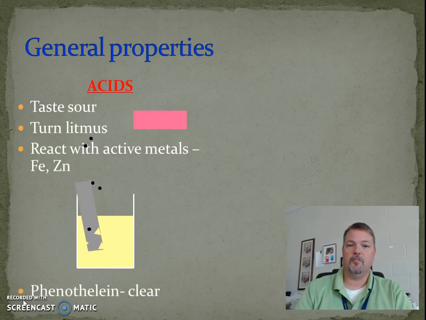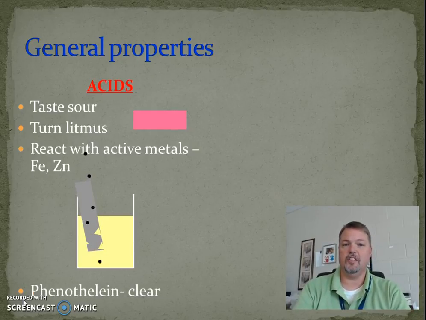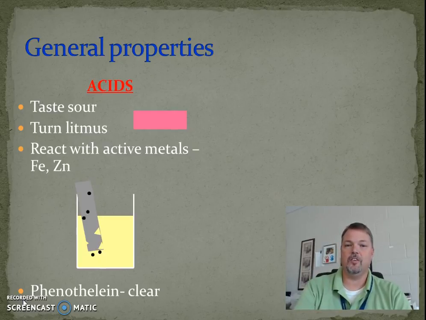And finally, if we add phenolphthalein to an acid, it's going to stay clear. It doesn't change colors. So that's an indicator. Phenolphthalein is an indicator. It doesn't change colors, therefore we know that it's an acid.